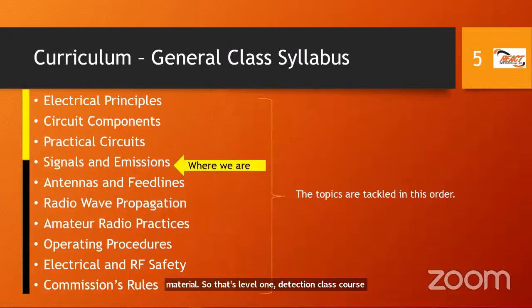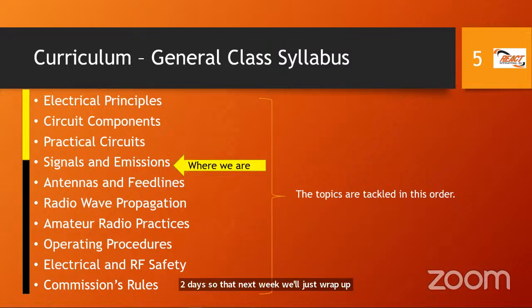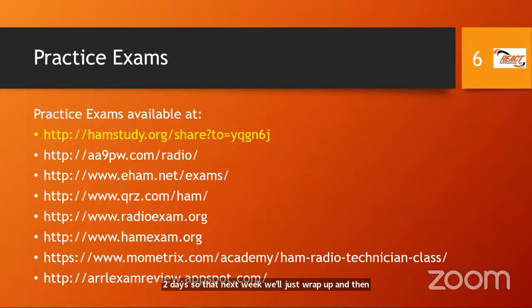So let's discuss where we are in respect of our curriculum. We are presently on signals and emissions. We will just about complete this evening, so we'll be going a little bit longer than usual, a little bit over the hour, just to almost complete. We just have a couple more things under signals and emissions, but for all intents and purposes, we'll finish most of that today, so that next week we'll just wrap up and then continue on to the next topic of antennas and feed lines. So again, please continue doing the practice exams, links on your screen.